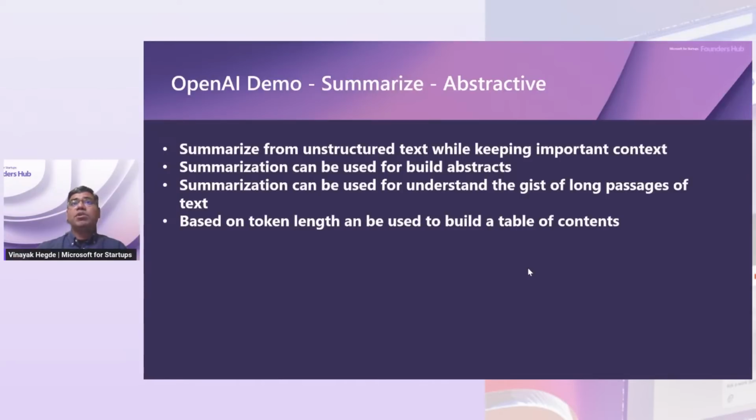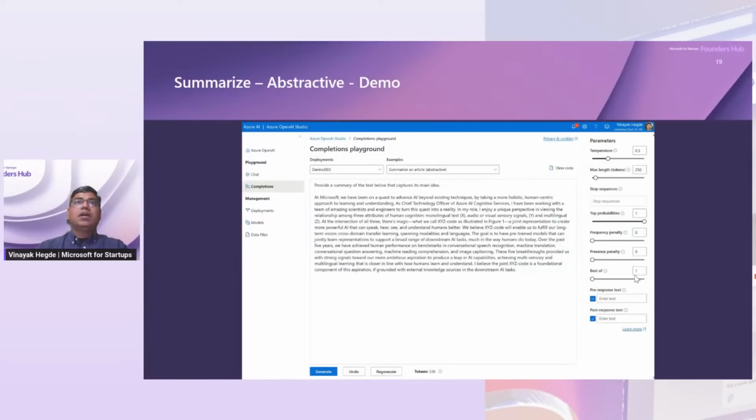So summarizing is a common use case. Or in the financial domain, you may want to summarize the annual reports of filings which companies do. So you can use summarization to build abstracts. You can also use it to build table of contents, and you can actually abstract even larger amounts of text.